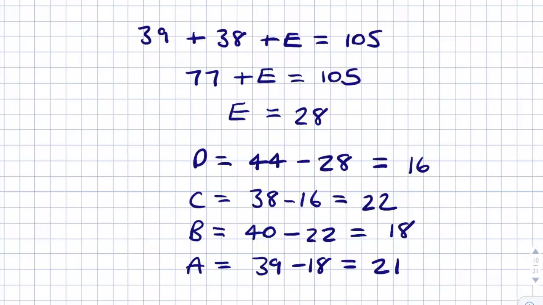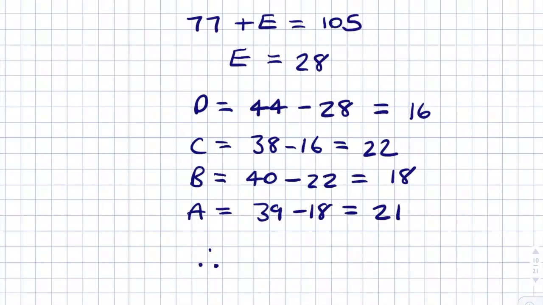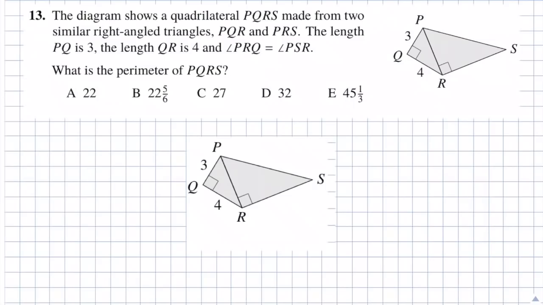And now we just look at all of the ages, see which one is the youngest, and that is our final answer. So Eve is 28, Dan is 16, Claire is 22, Bob is 18, Alice is 21. So the youngest of the 5 is Dan, who is 16. So therefore, our final answer equals D.